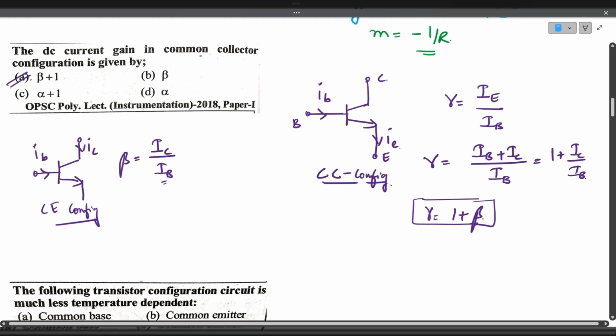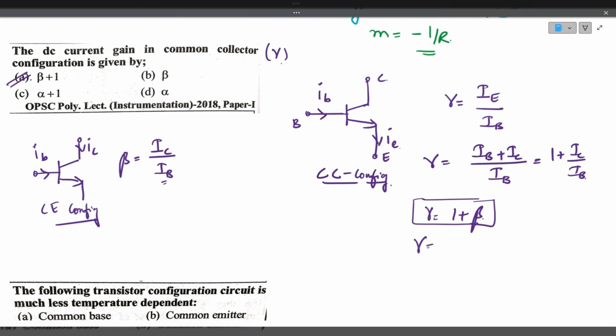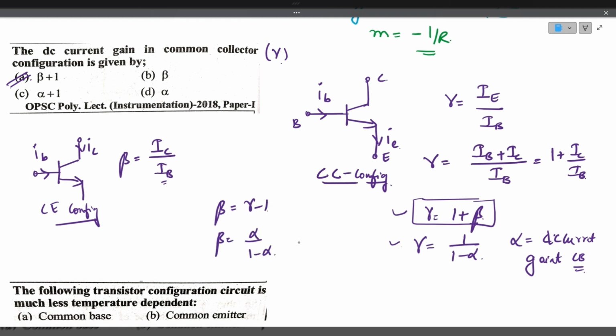The DC current gain of common collector configuration, that is gamma, is equal to 1 plus beta. The same gamma you can write in terms of alpha, that is 1 by 1 minus alpha. Alpha is nothing but the DC current gain of common base CB amplifier. These are all important formulas. Gamma is equal to 1 plus beta. Gamma is equal to 1 by 1 minus alpha. Similarly, beta is equal to gamma minus 1, and beta is equal to alpha divided by 1 minus alpha. These two conversions are also very important.